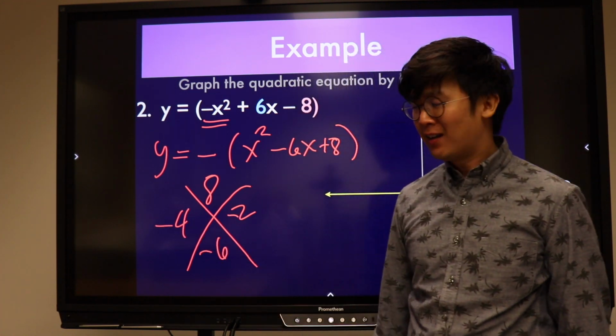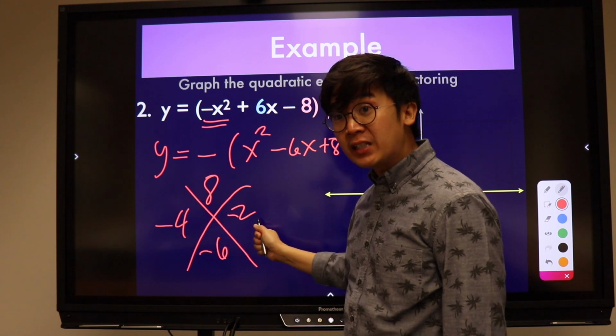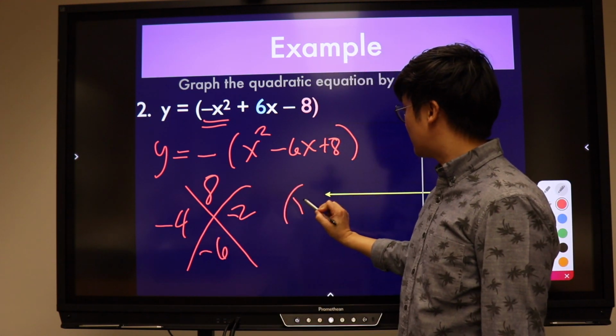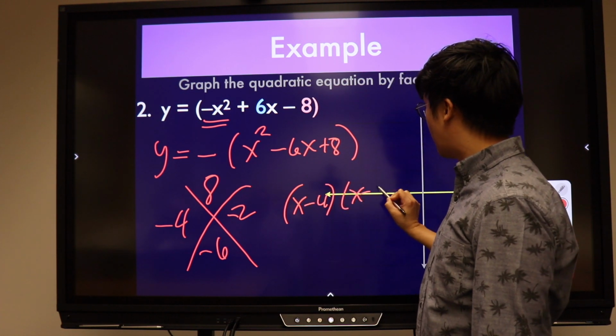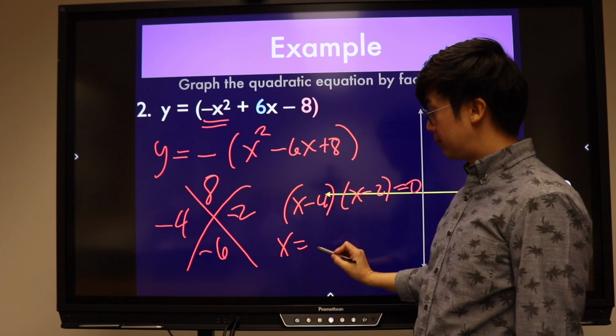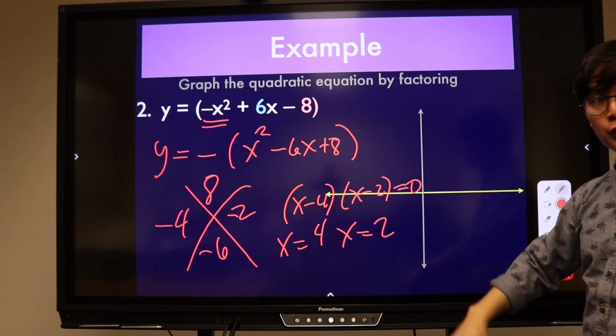Yeah, it's correct. Negative 4 times negative 2 is positive 8, and negative 4 plus negative 2 is negative 6. So now we have the factors. And what are the factors? x minus 4 and x minus 2. And if we solve it, x is equal to 4 and x is equal to 2. So we have the two solutions.